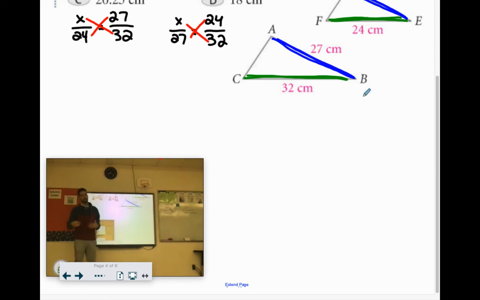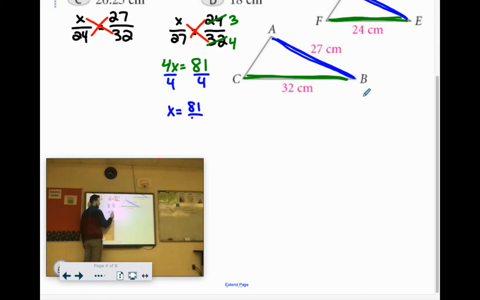If you have a calculator and you're just tossing the numbers in there, it doesn't really make a huge difference. But 24 and 32 are both divisible by 8. So 8 goes into 24 3 times, 8 goes into 32 4 times. So now we're doing 4 times x, 4x, equals 3 times 27, which is 81. And then if you divide that by 4, you can't simplify 81 fourths. If you did the decimal version of it, it comes out to 20.25.